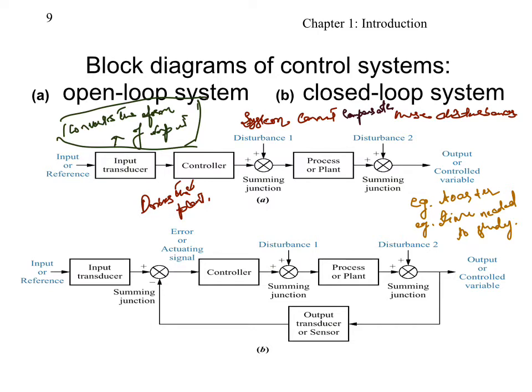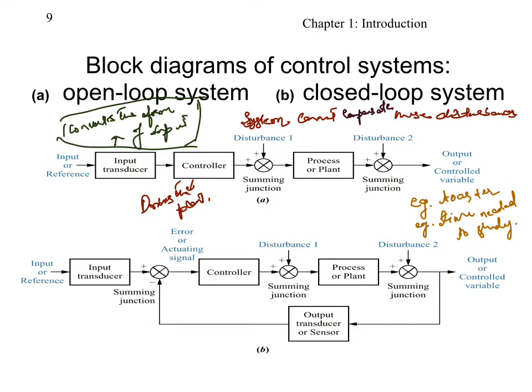In the open loop system, we will have the reference input, which is also known as the reference, and then the input transducer. A transducer converts the form of the input. Let us suppose that we want the controller to see the signals as electrical signals and work on that. So this input transducer converts any type of signal into an electrical signal. So it acts as a transducer.